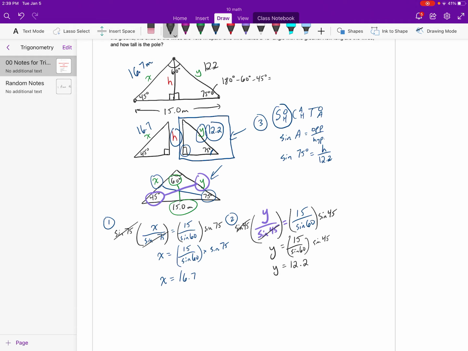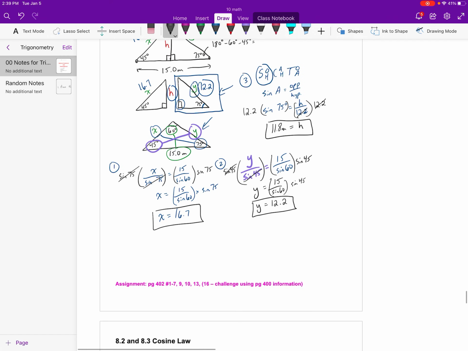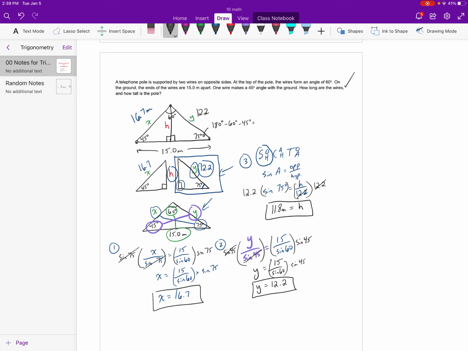To get H by itself, we're going to multiply by 12.2 on both sides. This crosses out, and now we just have 12.2 times sine 75. And that equals 11.8. So H equals 11.8 meters. So we have the height of the pole, and we have the length of the two wires right there. And there you go. So sometimes we can use sine law, and then afterwards, once we divide it into right triangles, we can use SOHCAHTOA. So this is how you use sine law to solve triangles.